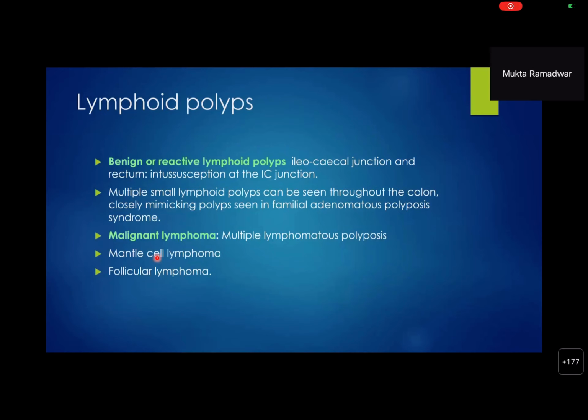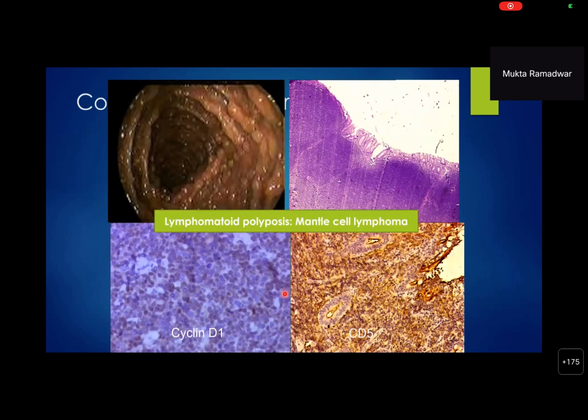Lymphoid polyps can be reactive lymphoid tissue, most commonly at the IC junction, which can lead to intussusception, or you can also have malignant lymphoid polyps. The common malignant lymphoid polyps are formed by mantle cell lymphoma and follicular lymphoma, wherein you would have multiple small polyps, and unless a biopsy is done, this diagnosis will not be made, and we as pathologists should be aware of these entities which occur in the colon. This is one example of lymphomatoid polyposis, as it is called, which is nothing but multiple polypoid lesions as a result of involvement by mantle cell lymphoma.